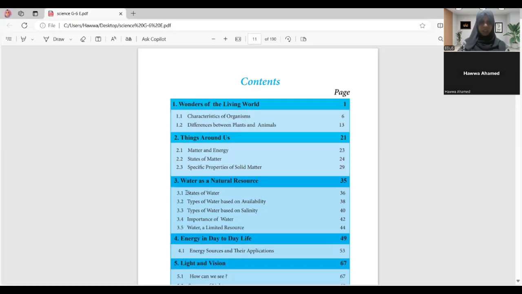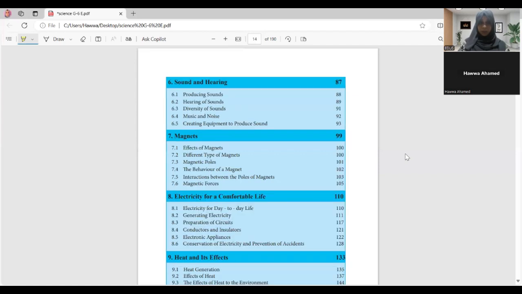At the beginning, as you see here, states of water, types of water based on availability, types of water based on salinity, importance of water, water a limited resource. So within this there are characteristics of water also. Okay, so we have to study that too. Right. So states of water. We'll move to the chapter first.